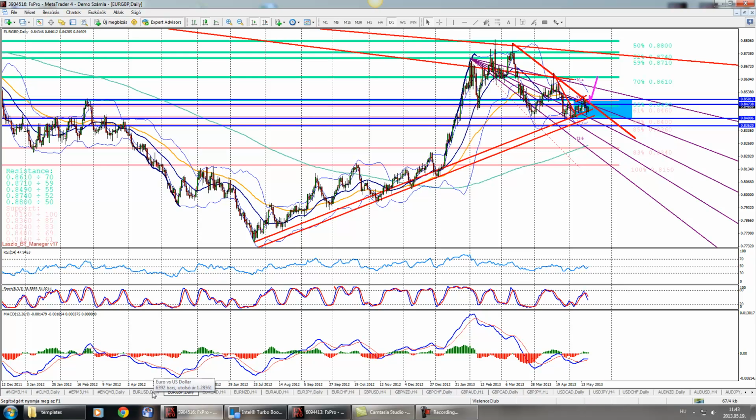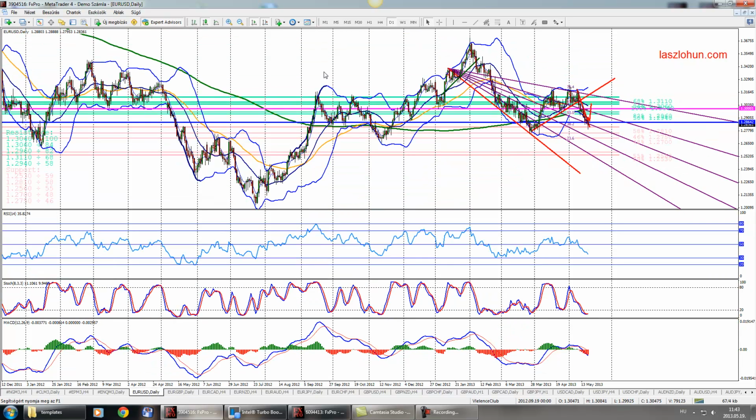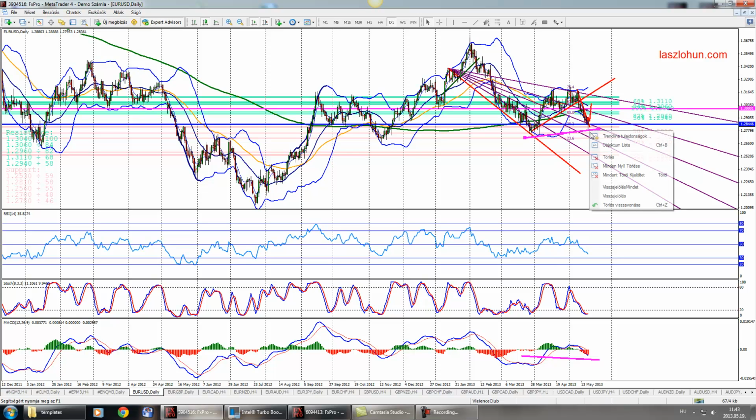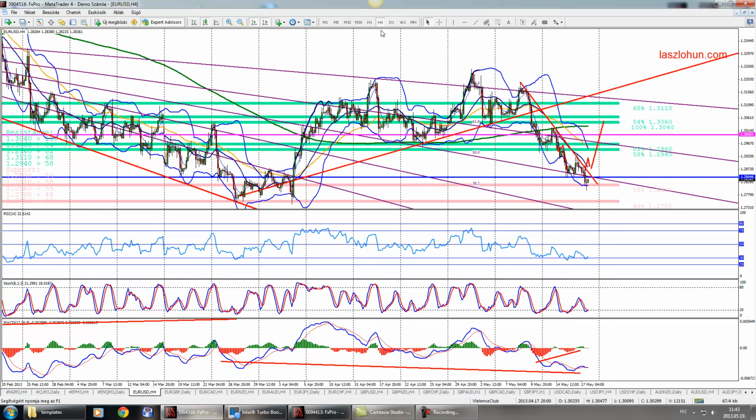I have two more pairs to show you, two majors. I want to talk about the euro dollar and the pound dollar. How it looks for me, the euro dollar has a beautiful hidden divergence, and we are following this hidden divergence. It looks very okay, but we should get a confirmation on a lower time frame, and we got the confirmation on a lower time frame. How can we enjoy this trade, because it could be tricky.